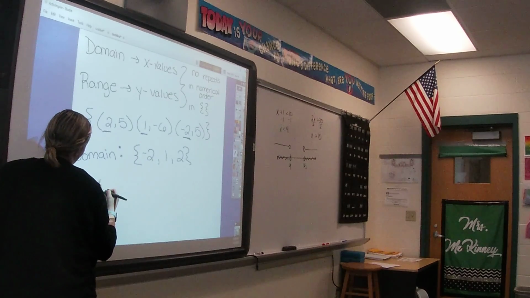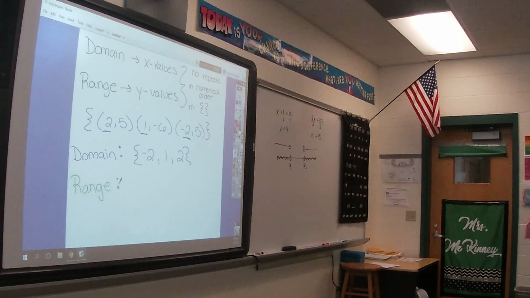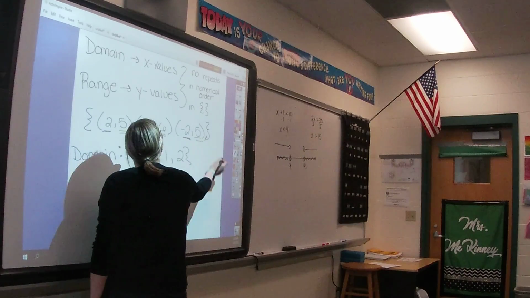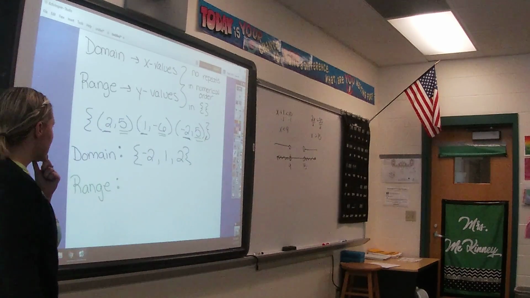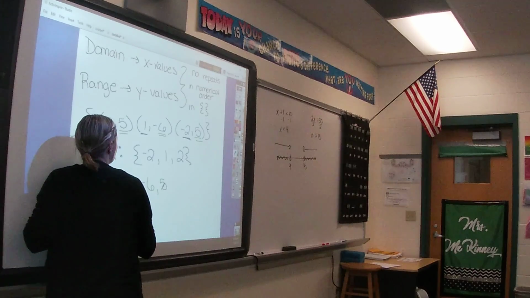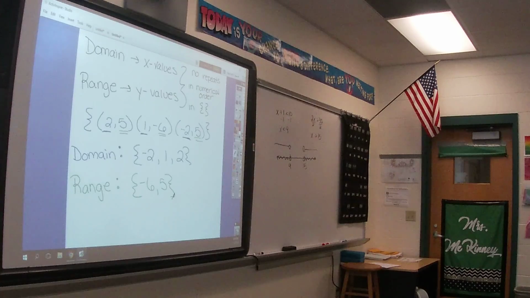Okay, so the same thing for the range. Now we're going to list the y values. Do those come first or do those come second? Second. So what's our smallest? Then nothing, right? Because we don't list any repeats.